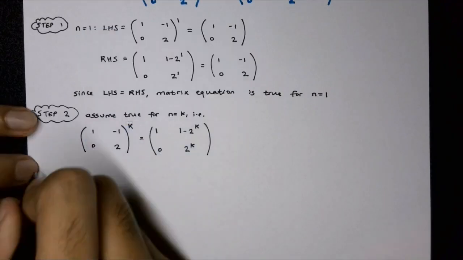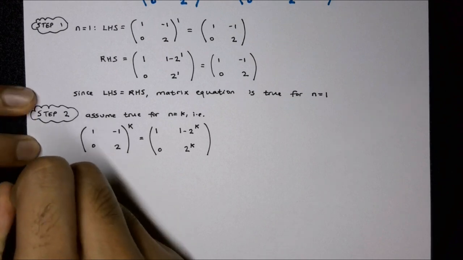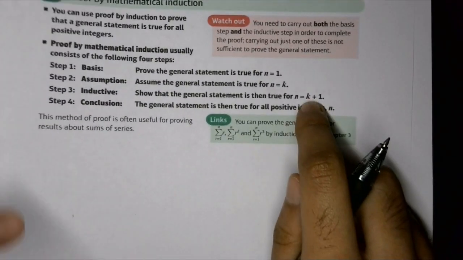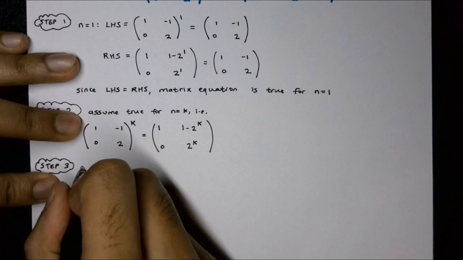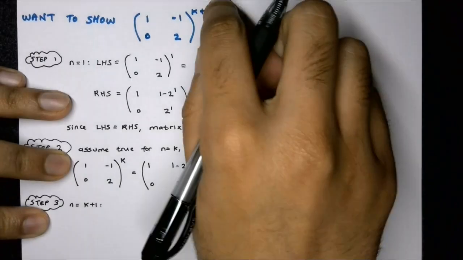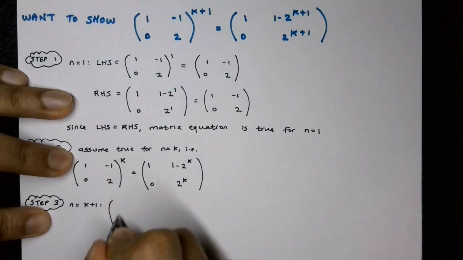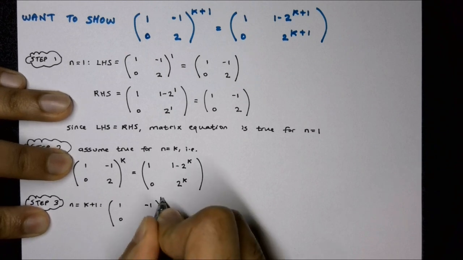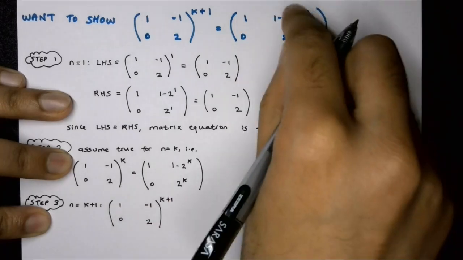Now, our third step, which is the inductive step, we need to see what happens, as we see over here, when n equals k plus 1. So, when n is equal to k plus 1, now bear in mind what exactly we want to show. We want to show that this result over here is equal to this over here. So, we have 1, minus 1, 0, 2 to the power of k plus 1, and we need to somehow show that this result here is this result here.